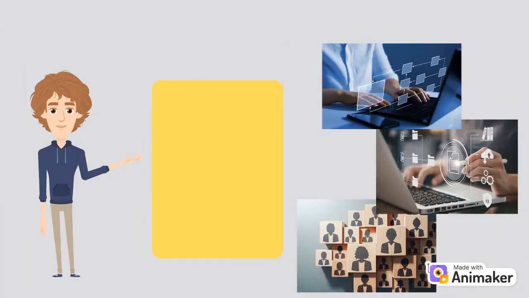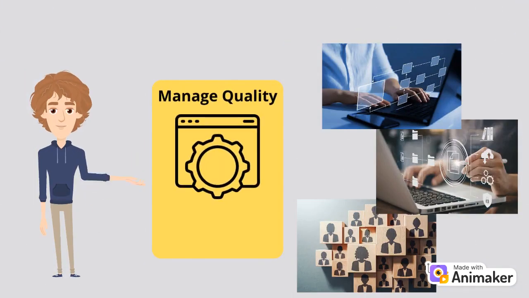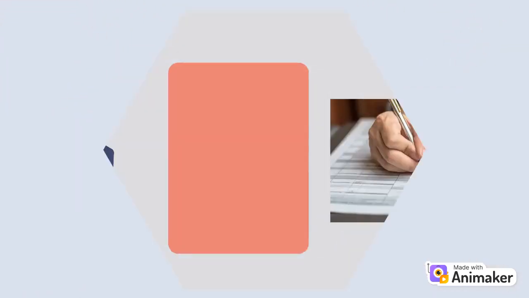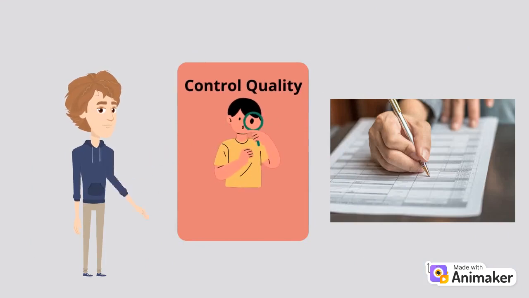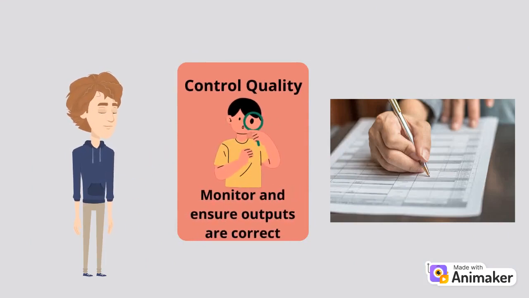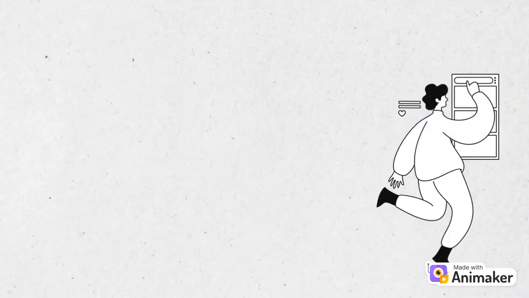The second is managing the quality. This is the process where we execute the activities related to quality management that are defined in the planning phase. And third is controlling the quality. In this step, we monitor and ensure that the outputs are up to the defined standards. Now that we know the categories, let's discuss what are the different aspects of each of the processes.